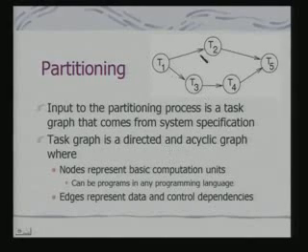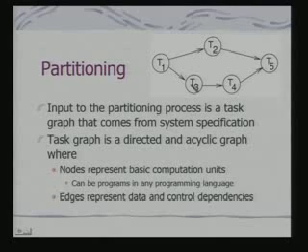A task graph is a directed and acyclic graph where nodes represent basic computation units. They can be programs in any programming language, because if I am using a programming language to specify the computational task here, what am I getting? I am getting an absolutely unambiguous representation of the computation to be done at the node, that means to be done as part of a task element. Edges represent data and control dependencies.